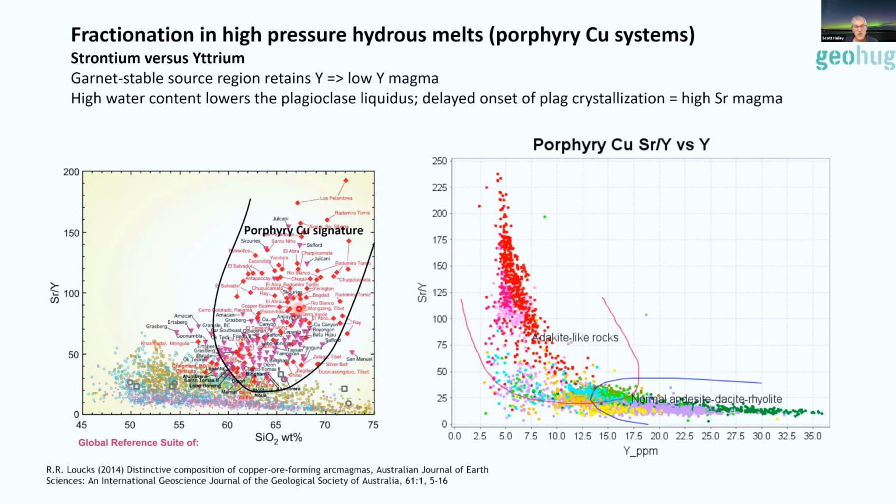The point I was making about titanite previously is that fractionating a really small amount of titanite will remove most of the yttrium out of a melt. So this interpretation of the strontium yttrium signature being a result of a garnet stable source region, well, that might be true, but we would get exactly the same signature just by fractionating titanite. So there must be some pressure, temperature, water condition where titanite crystallization begins before plagioclase crystallization. So don't believe everything you read.